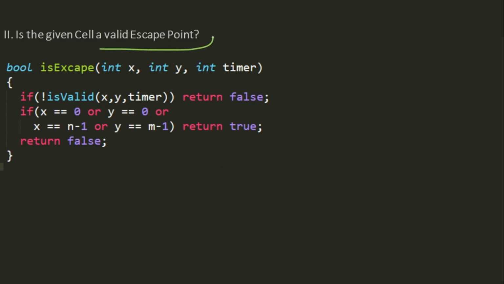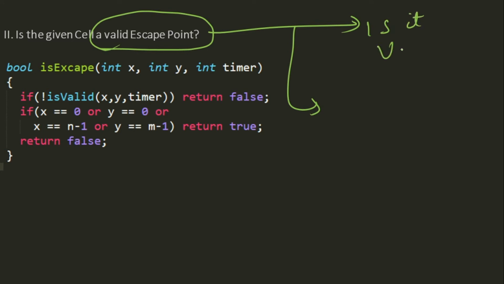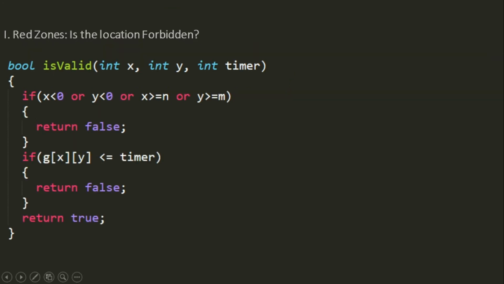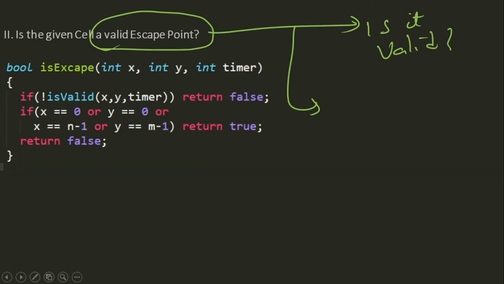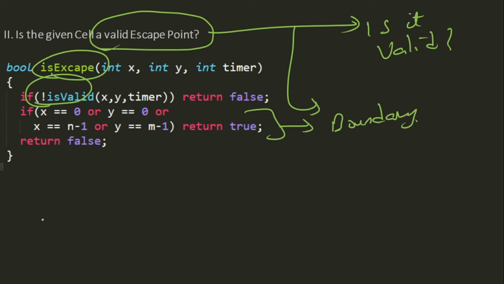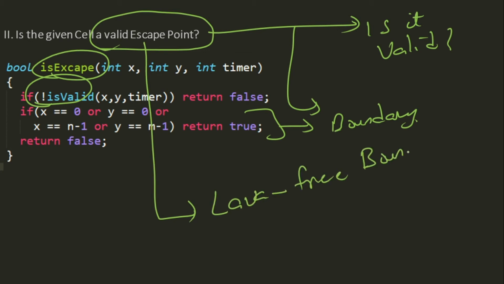Is the location a valid escape point or not? It depends on two things. First thing, is it valid? The definition of valid is that it should be within the boundary and time. Lava must not have flown to that location. If it is not valid, it's not a valid escape location. Further, it should be a boundary. So a valid escape point is a lava-free boundary.